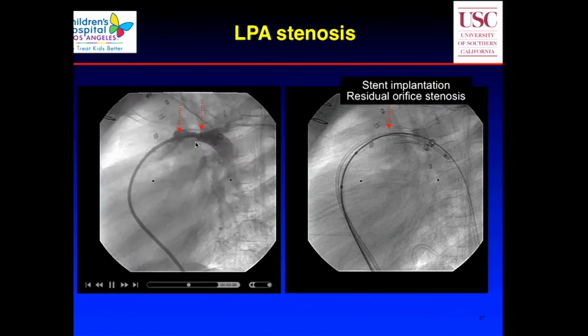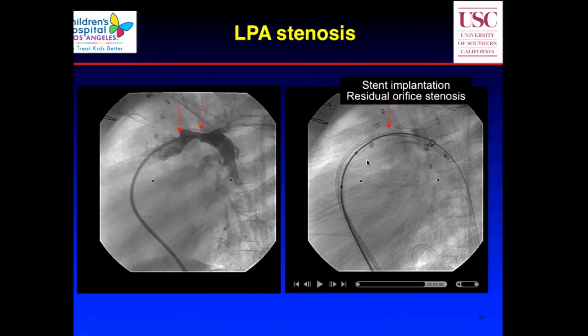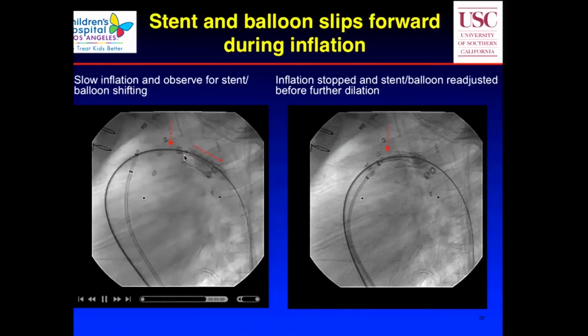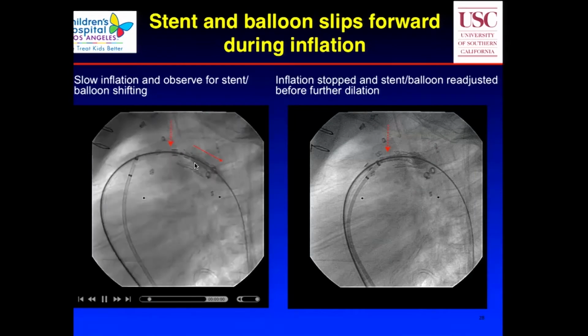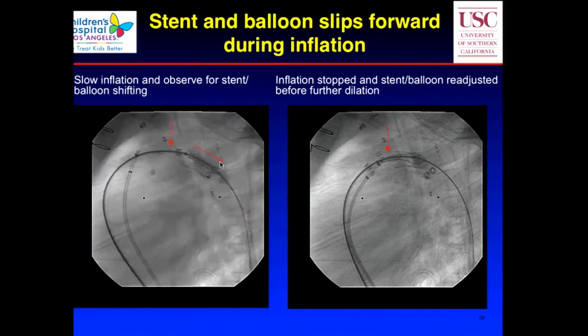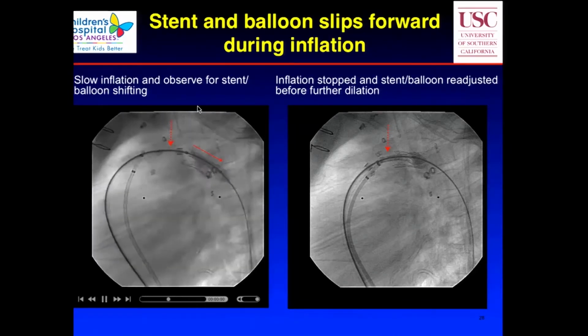So here's an example of a stenosis in the LPA, and we put the stent in, and we noticed that here we missed a little bit of the proximal stenosis. So we went ahead and put the stent in. Again, I probably didn't save this on the fluoroscopy, but the balloon is inflating, and as we're inflating, the whole thing slipped forward. Now, it's very important to inflate very slowly. I've seen people go very fast. If it goes fast and something goes wrong, you have no time to make an adjustment. So I always inflate slowly to see a little dumbbell here before we go up.